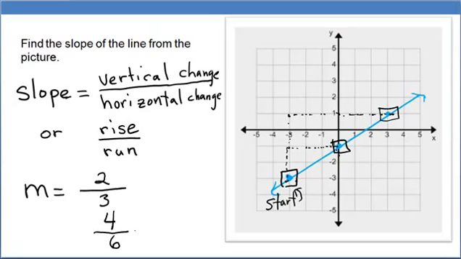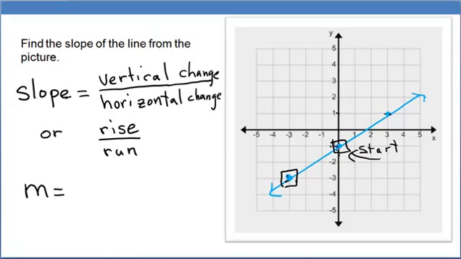But we could reduce. 4 over 6 has a common factor of 2, so we could divide by 2. 2 will go into 4 2 times. 2 into 6 will go 3 times. So we're going to get the same number for our slope.